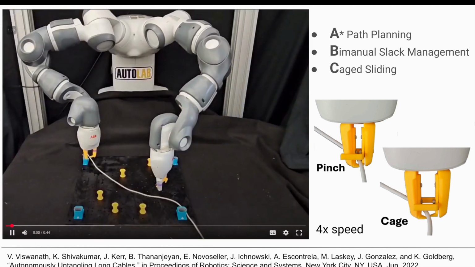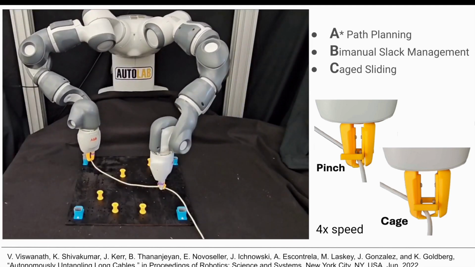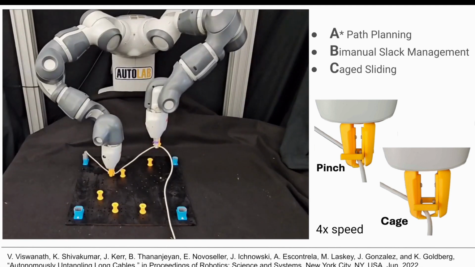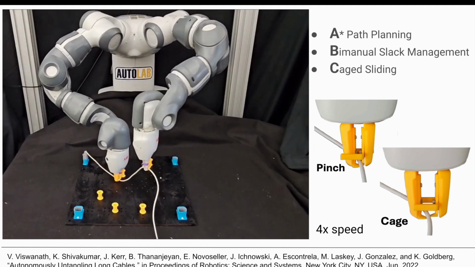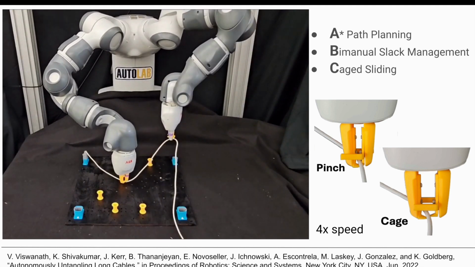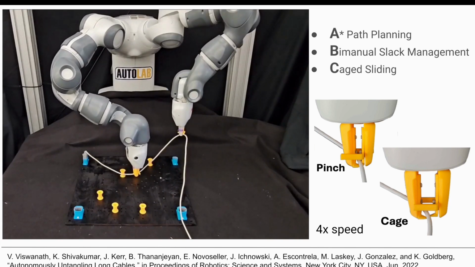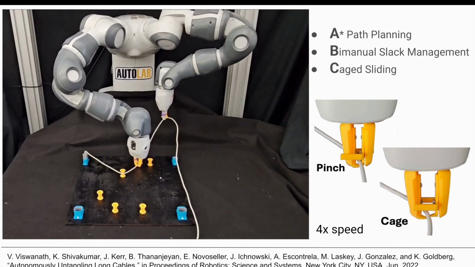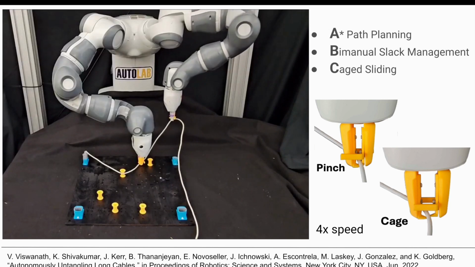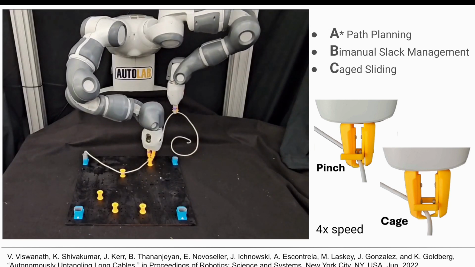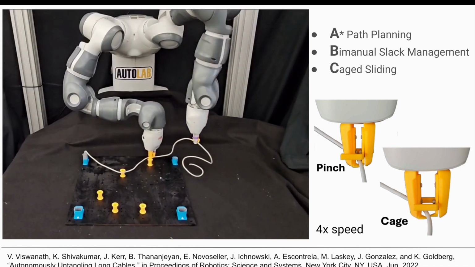Finally, it's time for the ABCs of execution. We begin by using the A-star algorithm to plan paths between waypoints while avoiding collision. Extrapolating from this path, we then create a trajectory for the second arm to follow. To allow for sliding and pinching motions, both of which are used during our routing, we modify caging grippers used in previous works to include a horizontal crossbeam to retain the wire.